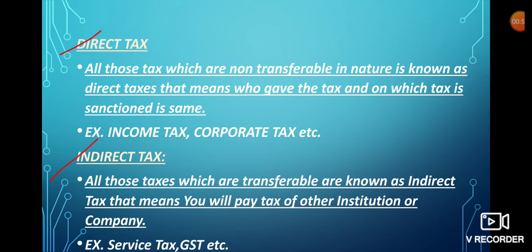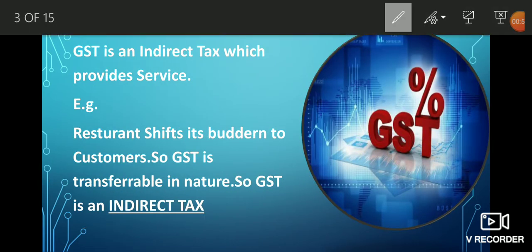Let's take an example of indirect taxes. For example, when we go to a restaurant, then the restaurant shifts its burden of taxes to you, meaning the customer. That is an example of indirect taxes. That means it is transferable in nature.